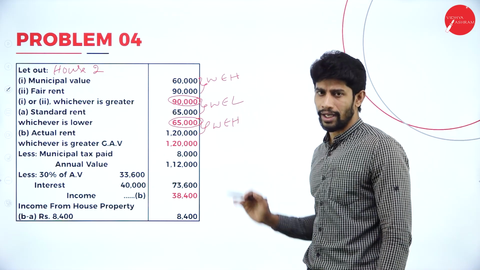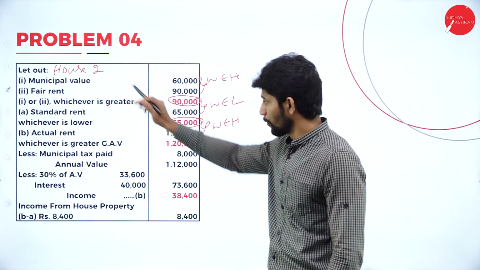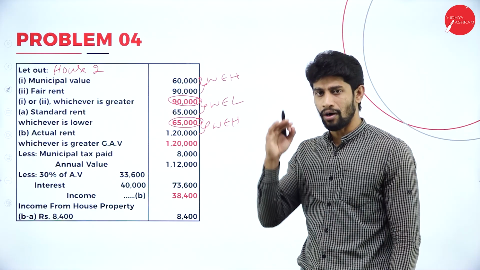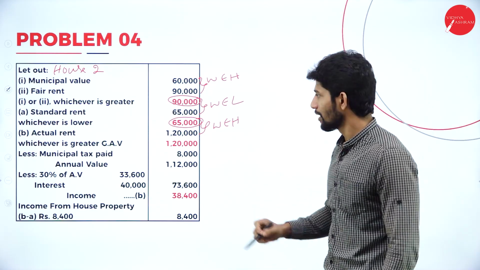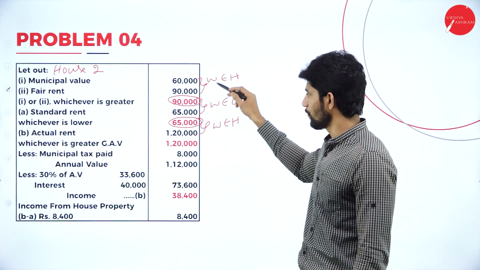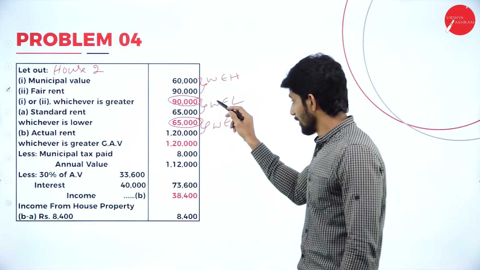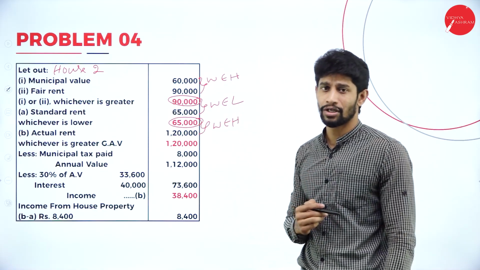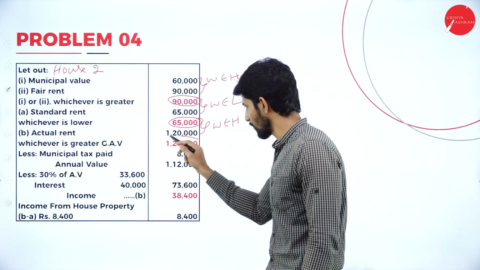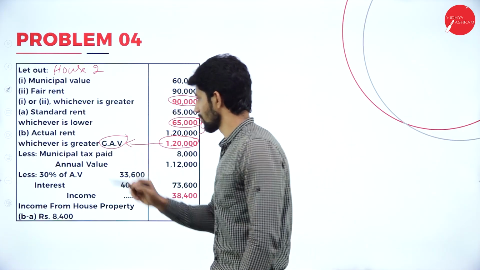So high, low, high. If all the 4 informations are given in the problem, like the municipal value, fair rent, standard rent and actual rent, then you are supposed to follow these steps: high, low, high. Fair rent and municipal value, whichever is high, compare it with standard rent, whichever is low. Compare that lower value with the actual rent, whichever is high. So higher value is 1,20,000. This 1,20,000 is going to be called gross annual value.